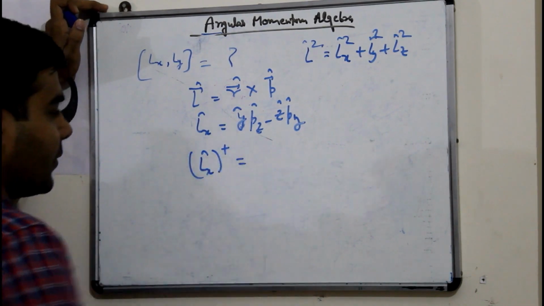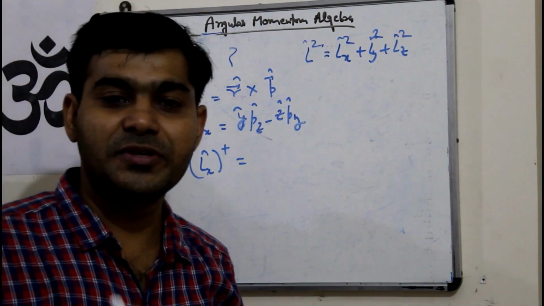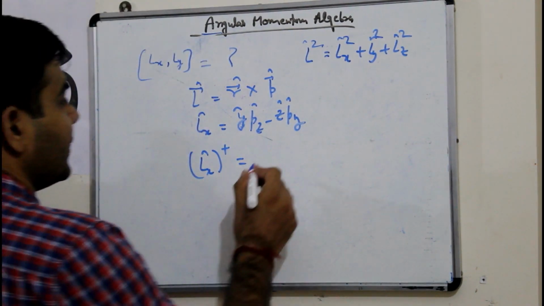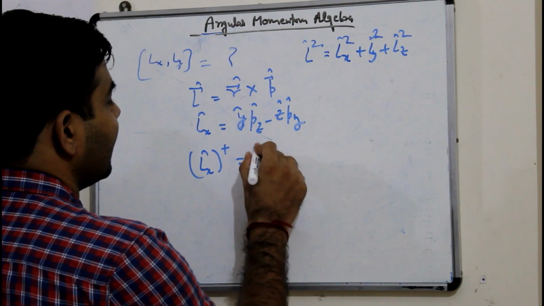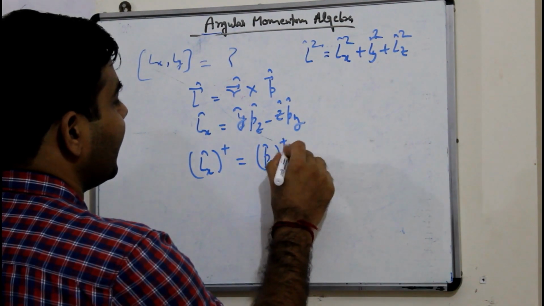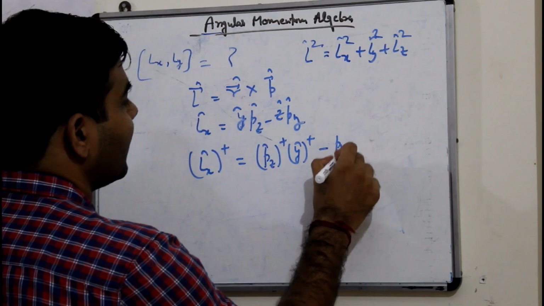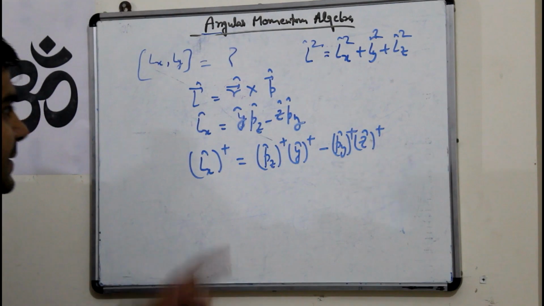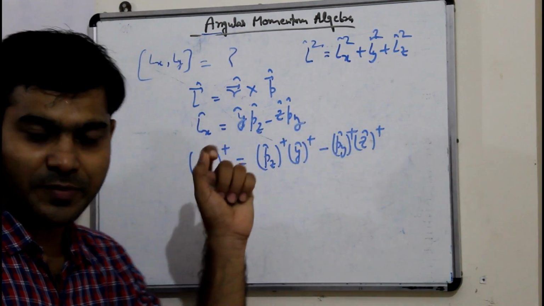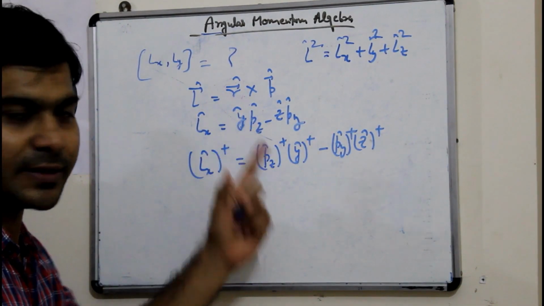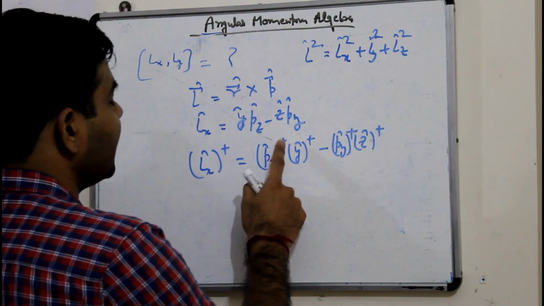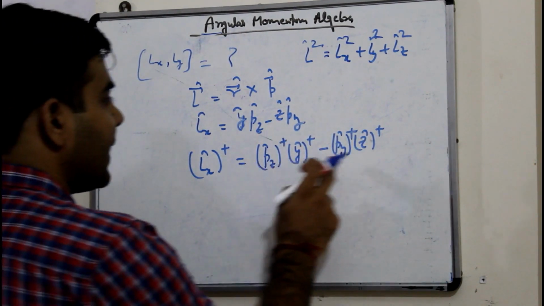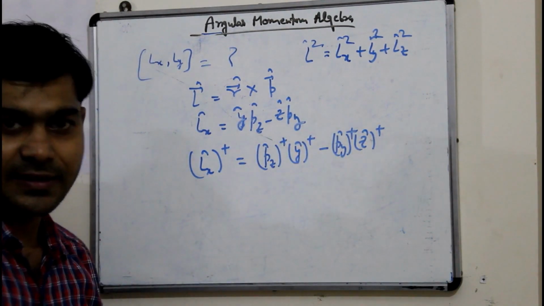If I take the dagger of an operator, that is, the Hermitian conjugate, first I take the complex conjugate, then transpose. This will read as pz dagger y hat dagger minus py hat dagger z hat dagger. Since taking the Hermitian conjugate flips the order, we get pz dagger, y hat dagger, and py hat dagger, z hat dagger. Now, y, z, py, pz are Hermitian operators.